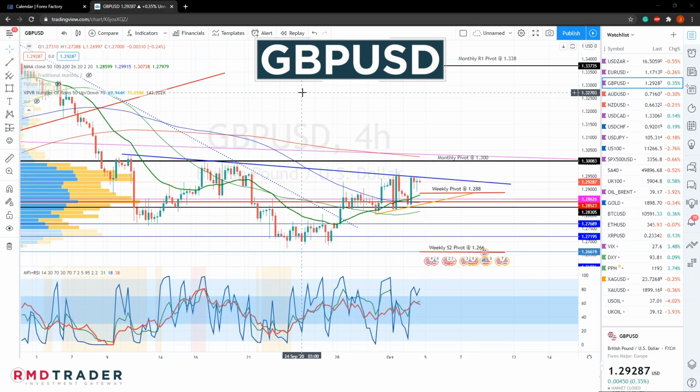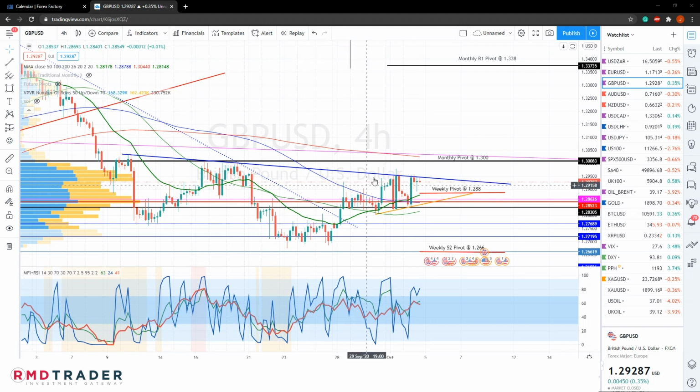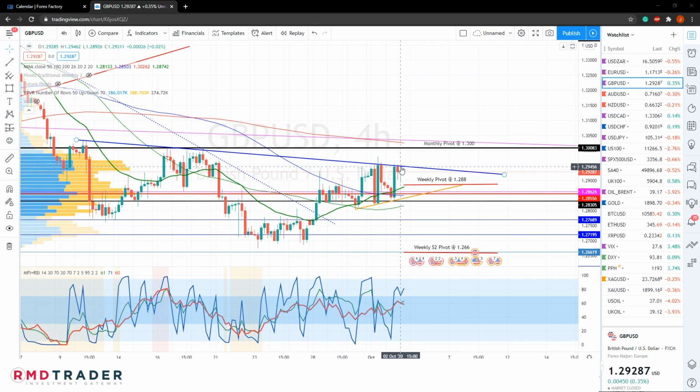Moving on to the GBPUSD. Overhead diagonal resistance is still keeping price in check, with Friday's candle on the daily being an inside bar of Thursday's candle on the daily. This, of course, means that we'll need to keep an eye out at the high and low of Thursday's candle, and those are the levels at 1.295 as well as 1.283. And any break above or below that will potentially give us a breakout.